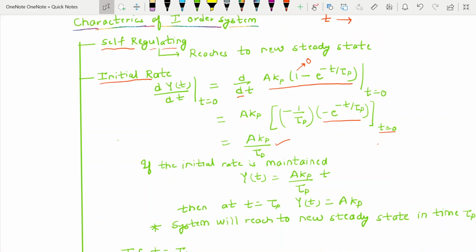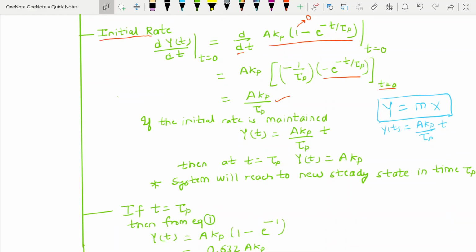So I am assuming the equation y equal to mx. Okay, this form of equation. So here y is my yt, m is my slope at t equal to 0, akp upon tau p, and x is my time t. Okay, so I am considering this equation y equal to mx.